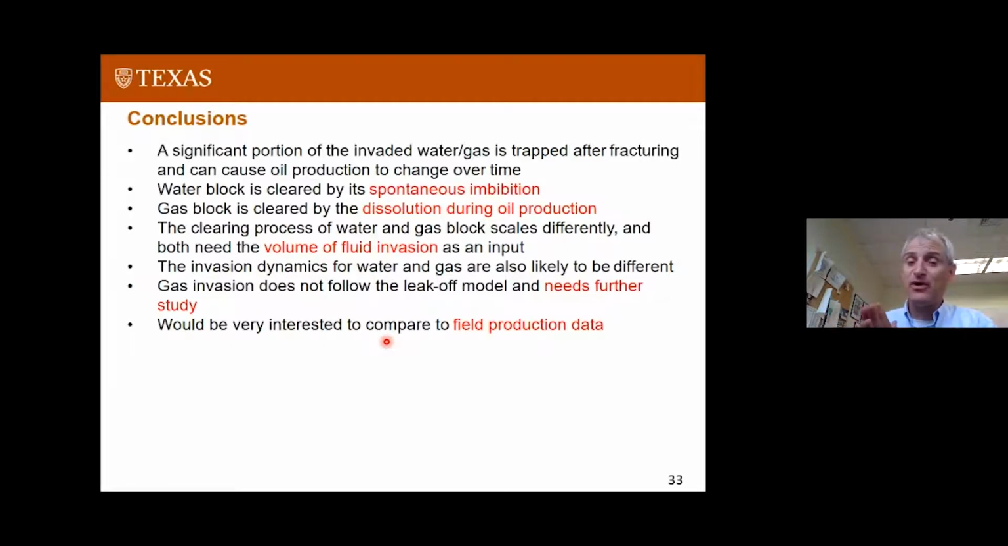The most important part is that a significant portion of the invaded water and gas is trapped after fracturing, and this can cause your oil production to change over time. Basically, it can reduce your oil production to begin with. If it's a water invasion, this is cleared by spontaneous imbibition. The experiments, the model, the scaling with the permeability, and the scaling with the length invaded all match up with spontaneous imbibition.